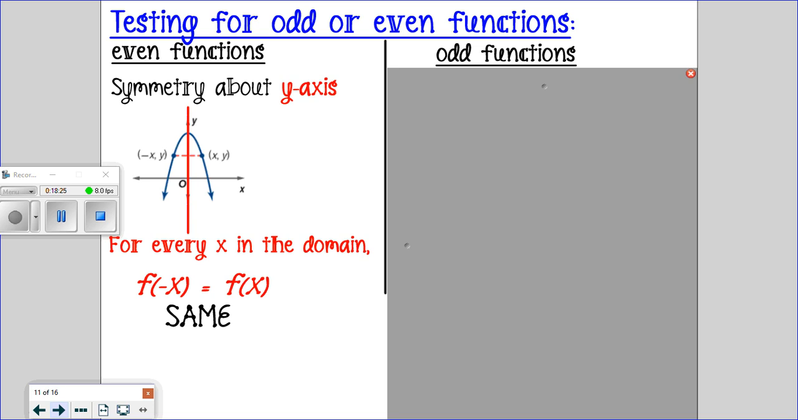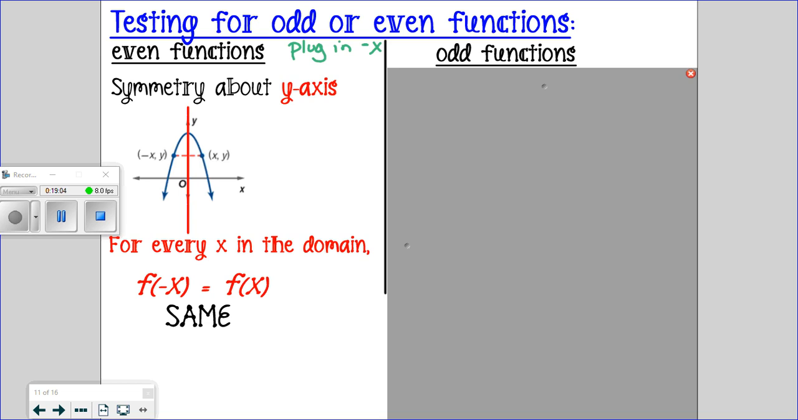Last topic. Even and odd functions. Now, here's my challenge, because the testing for even and odd looks super similar to testing for x-axis, y-axis, and origin symmetry. So we need to make sure that we are taking some time to know the difference between them. When we test for even and odd, every single problem, all we are going to do is plug in negative x. Every time I test for even and odd, it does not matter which one I think it is, I plug in negative x. Okay?